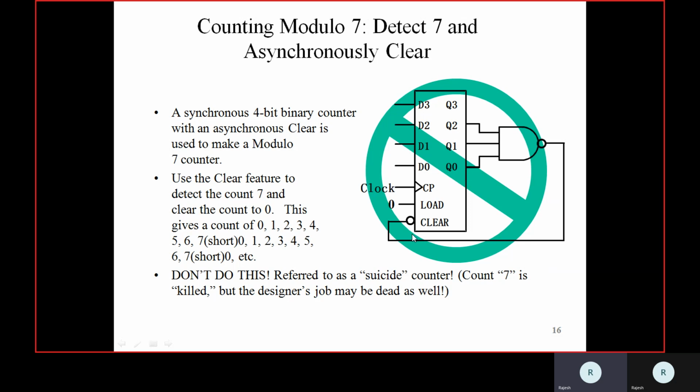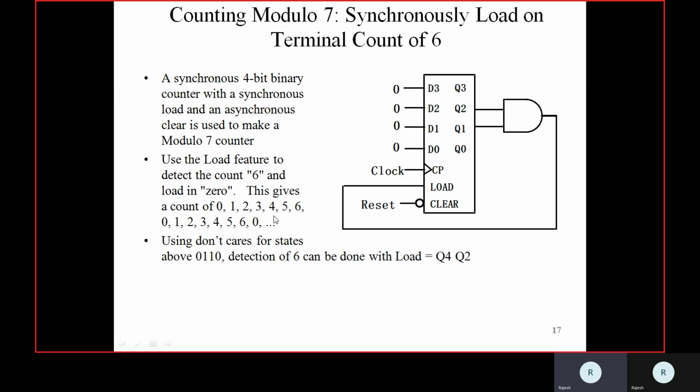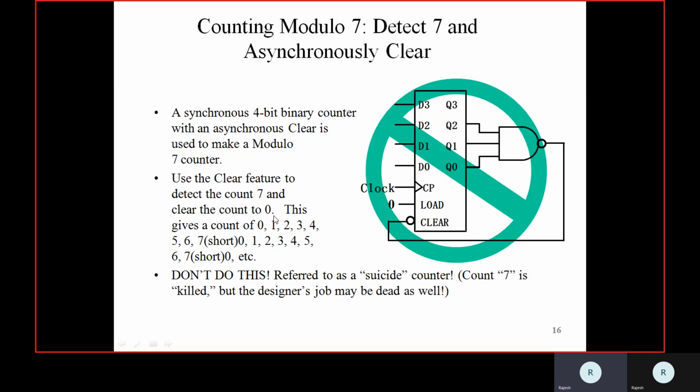This clear pin will make it come to the initial state. So it counts from 0, 1, 2, 3, 4, 5, 6. Once it is 7, it means Q2, Q1, Q0 are all ones. Those ones are given to a NAND gate. NAND gate output is 0 and this 0 is fed as input to the clear pin.